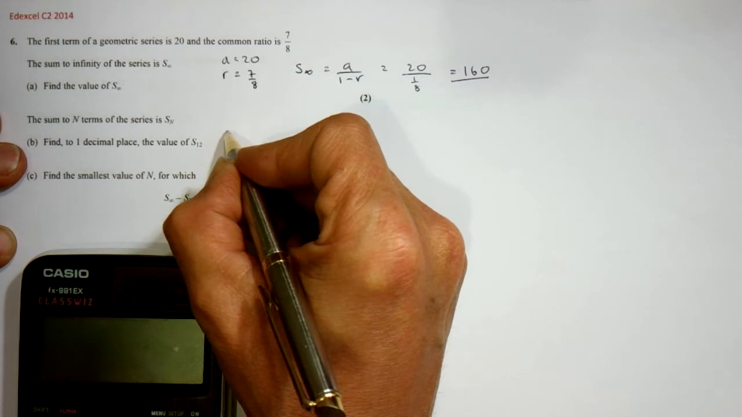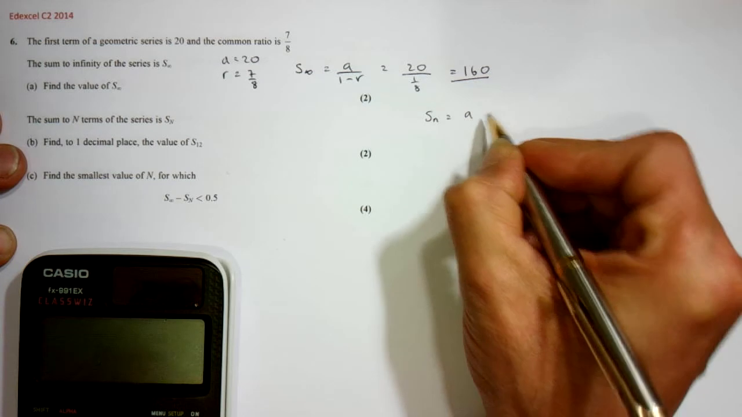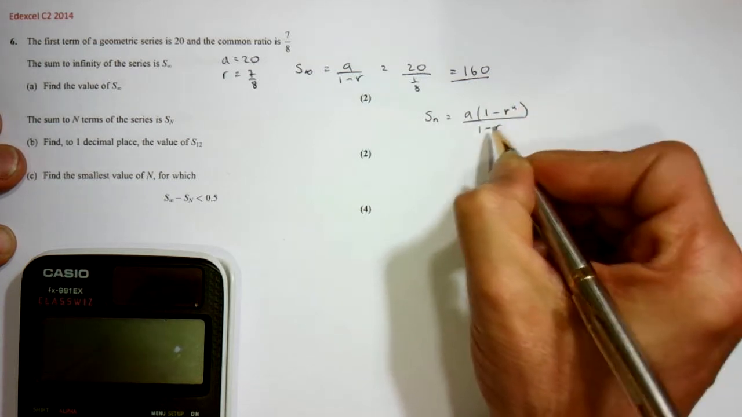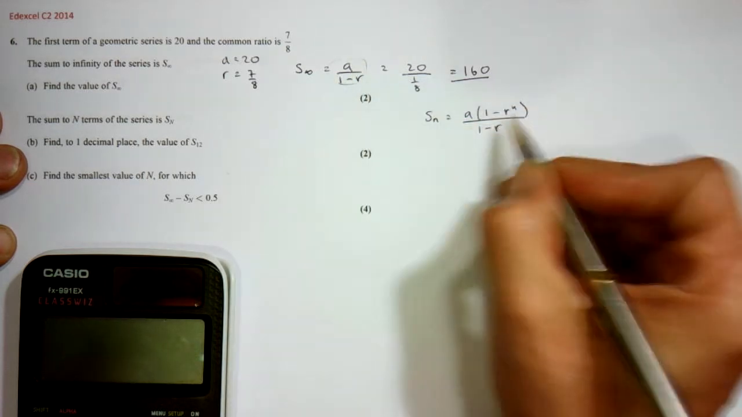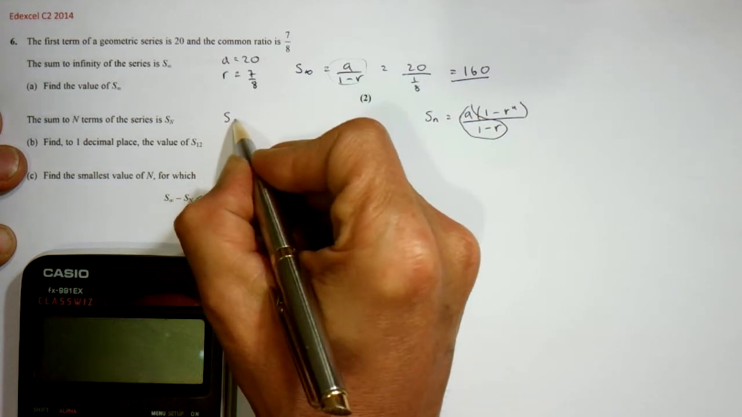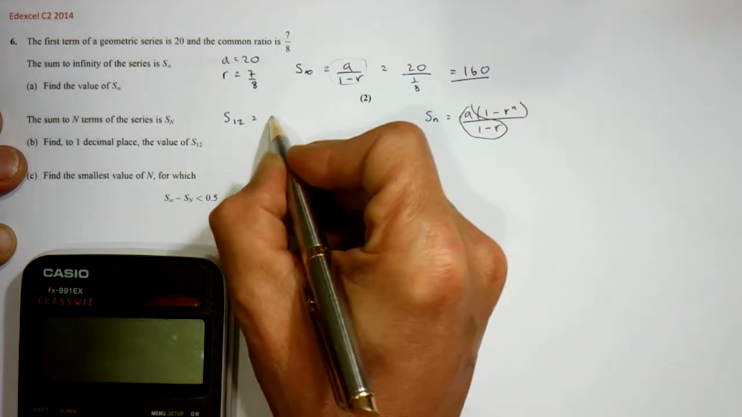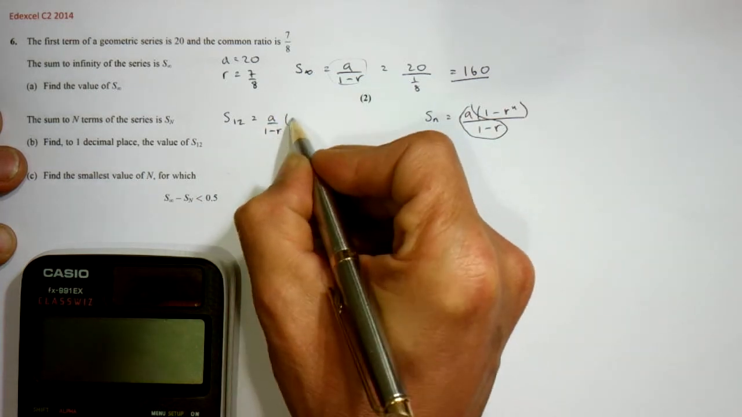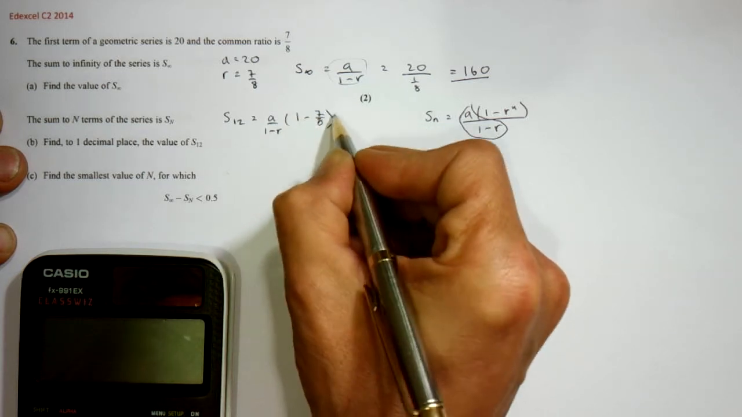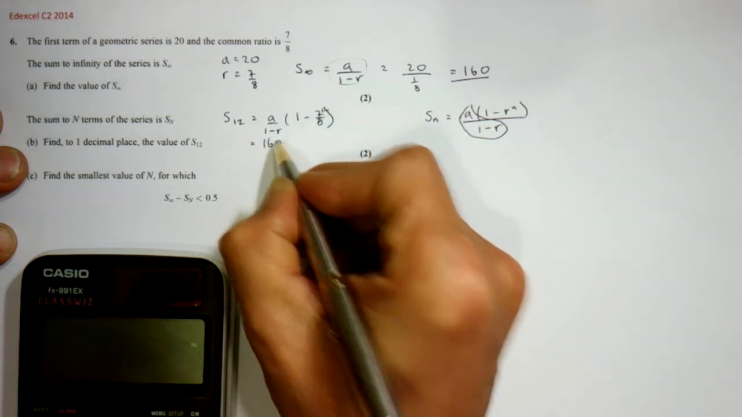S12. Well, we know that Sn is equal to A times 1 minus R to the n, over 1 minus R. Well, look, we've already got A over 1 minus R. So S12, which is what we want, is equal to A over 1 minus R times 1 minus R, which is 7/8, to the power of 12. And that's equal to 160.